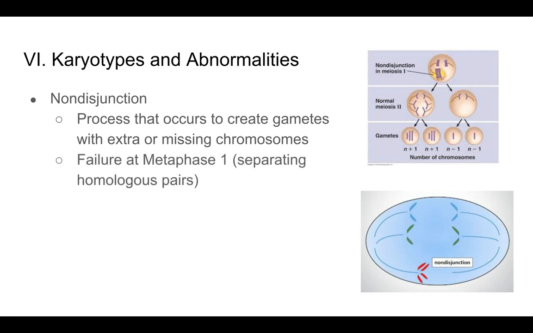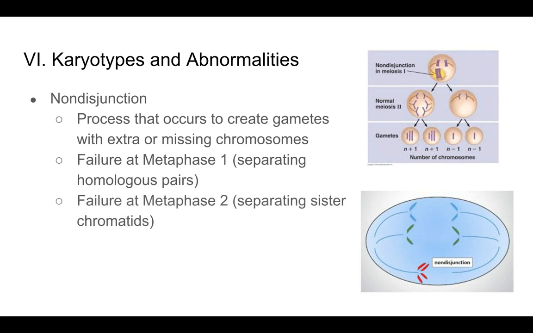So where do we find non-disjunction occurring? This is either a failure at metaphase 1, where we're trying to separate the homologous chromosomes equally, or it is a failure at metaphase 2, where we are trying to separate the sister chromatids equally. Either one of those separation events, if the spindle is not formed and attached correctly, the chromosomes will not pull apart equally. And so that is the process of non-disjunction.